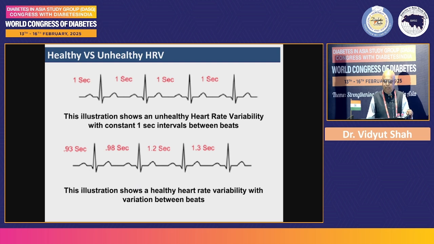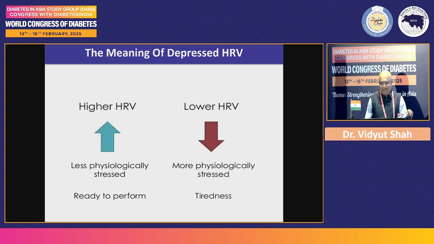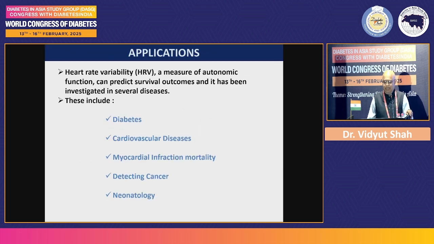And you can see that this is healthy versus unhealthy heart rate variability. If it is constant, 1 second, 1 second, 1 second, 1 second, probably it is unhealthy. And something like 0.93, 0.98, 1.2, 1.3, this is a healthy heart rate variability which we see. So this is one variability which is good, in contrast to our glycemic variability. So higher heart rate variability means less physiological stress, ready to perform, and lower heart rate variability means more physiological stress and tired or more diseases.